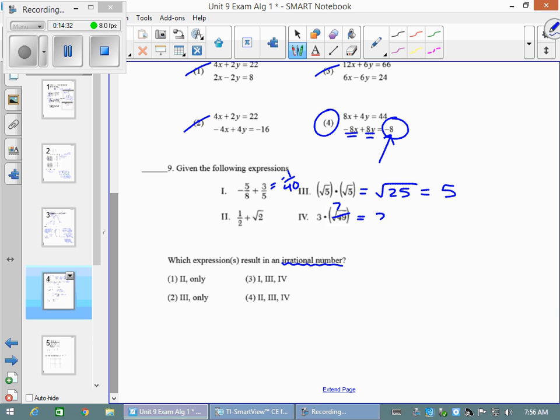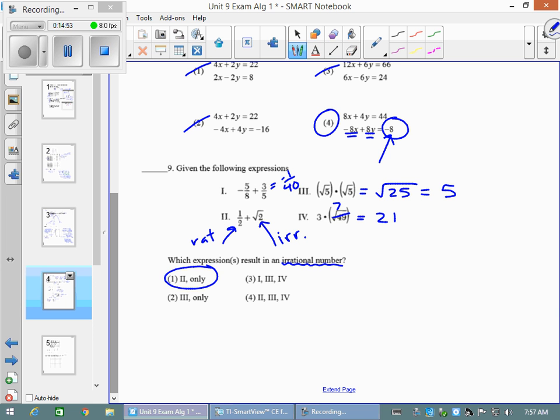So if I take a look at choice 2, 1/2 plus the square root of 2. Well, the square root of 2 is an irrational number. 1/2 happens to be a rational number. Anytime you add a rational and an irrational number, your sum will be irrational. So the only one here that would result in something irrational is choice 2.